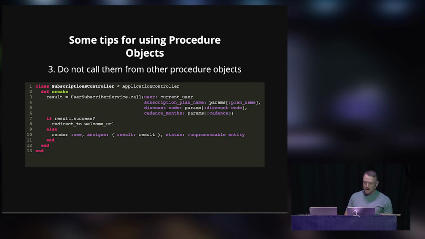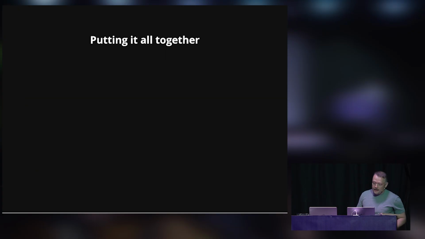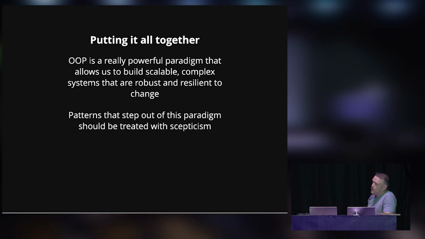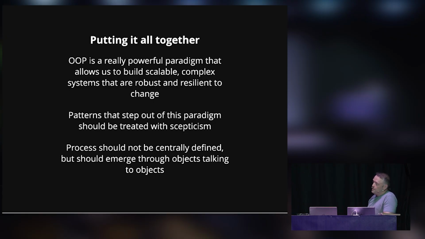Putting all of that together then, object-oriented programming is a really powerful paradigm that allows us to build scalable and complex systems that are robust and resilient to change. Any patterns that we use that step out of this paradigm should be treated with skepticism. And process should not be centrally defined. It should emerge through objects talking to objects.